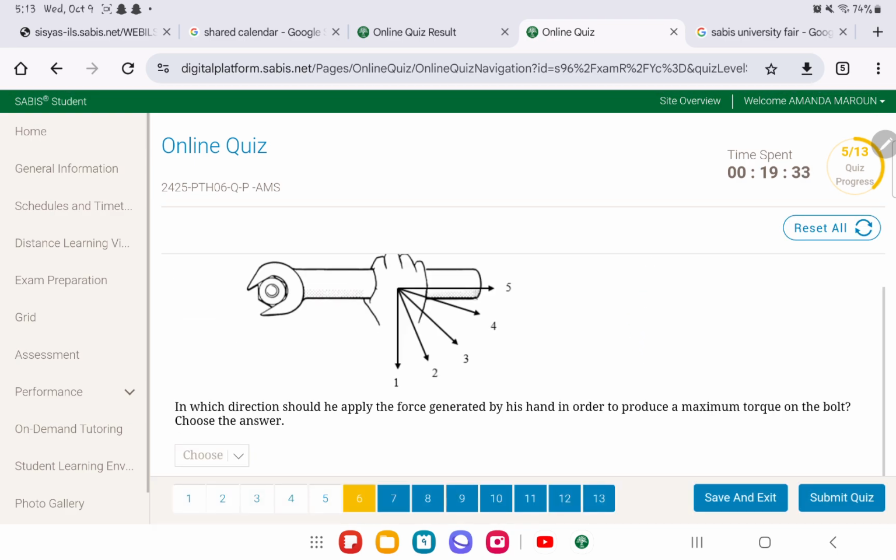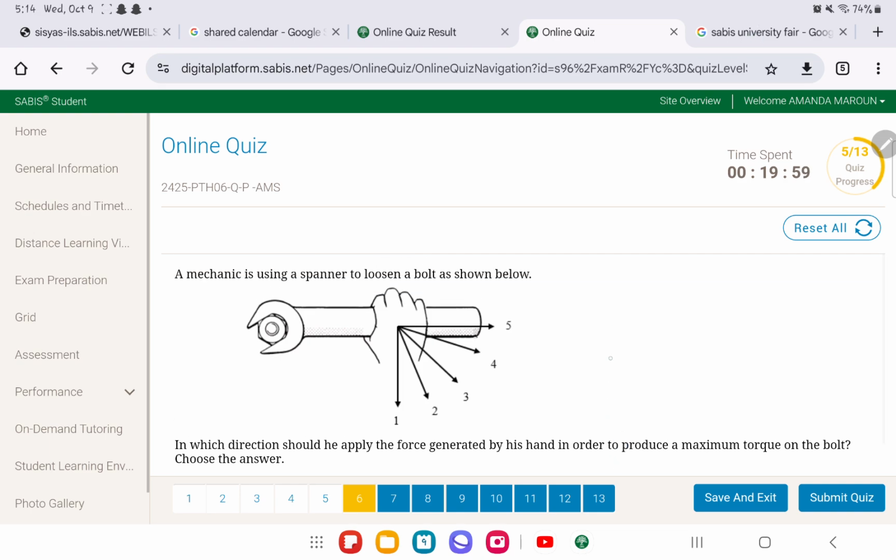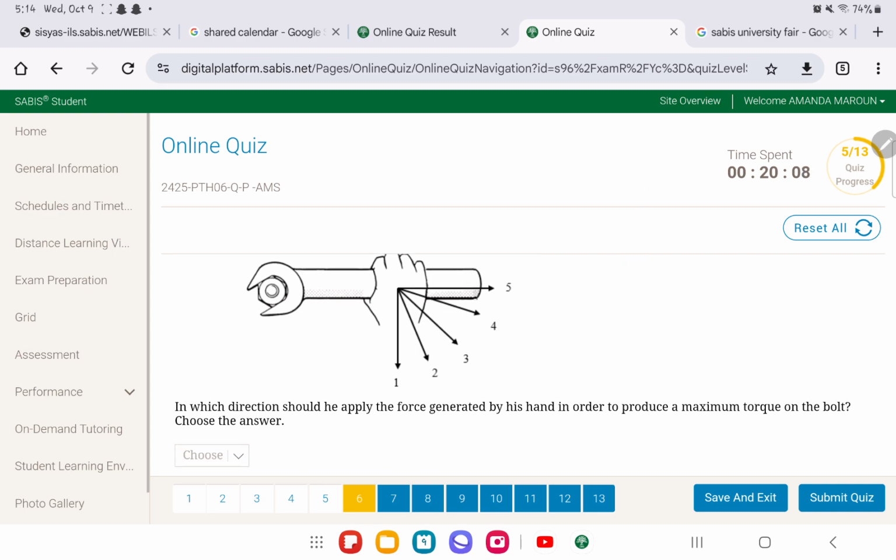Now question number 6. In which direction should he apply the force generated by his hand? A mechanic is using a spanner to loosen a bolt, as shown below. In which direction should he apply the force generated by his hand in order to produce a maximum torque on the bolt? So first of all, 5: if we prolong it, it will pass through our axis. Our axis is the bolt or the nut. So definitely for 5, the moment or torque is equal to 0. 4 has a moment, but the moment of 4 is definitely less than the moment of 3.